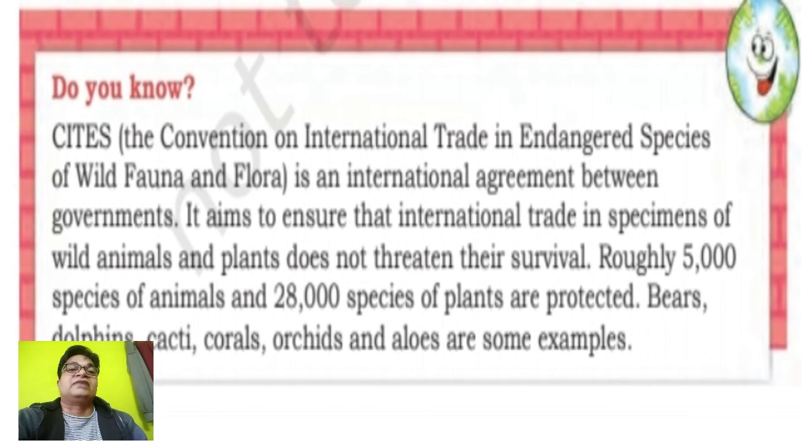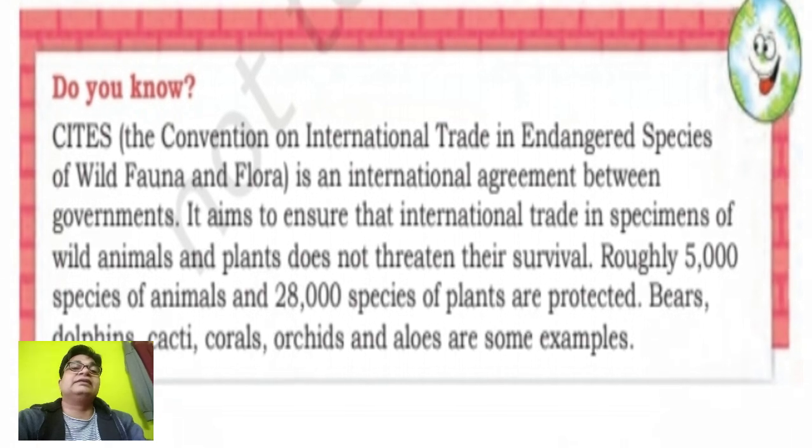Last, CITES, the Convention on International Trade in Endangered Species of Wild Fauna and Flora. Fauna means animal, flora means plant. It is an international agreement between governments. It aims to ensure that international trade in specimens of wild animals and plants does not threaten their survival. Roughly 5,000 species of animals and 28,000 species of plants are protected. So, some wild animals and plants are protected in this way.